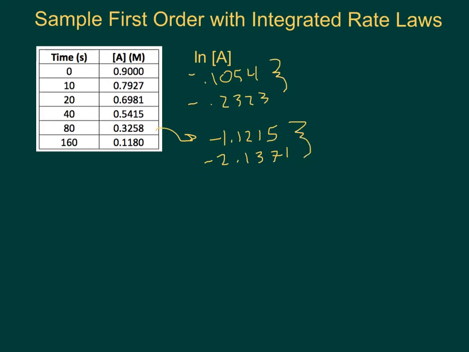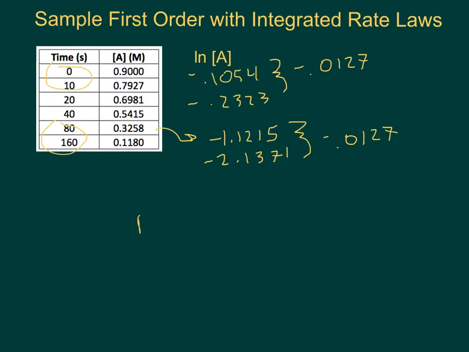This one's a little tricky because the time intervals change. The first time interval is 10 seconds. The last time interval is 80 seconds. So I can't at a glance tell if these are actually linear or not. When I calculate the slope at the top, I get negative 0.0127. And the slope at the bottom is also negative 0.0127.